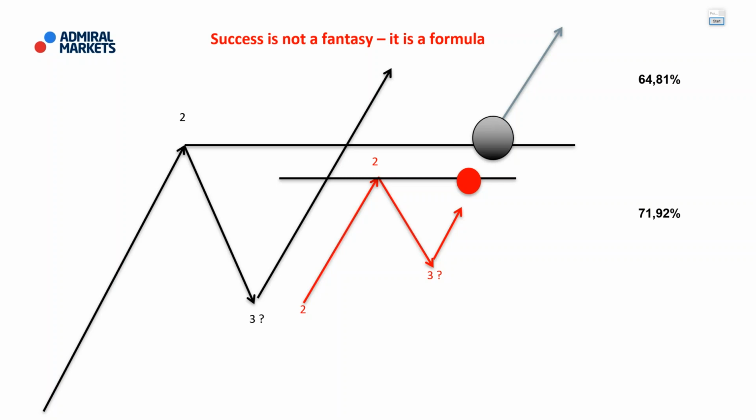Success, guys, is not a fantasy, it's a formula. And you know, that's my trading approach. Trend trading, always a trend coming out of the correction zone. It has a high probability of almost 72% that we will have a winner in our trading. But you see, 72% is not 100%. There doesn't exist a 100% trading approach in trading.